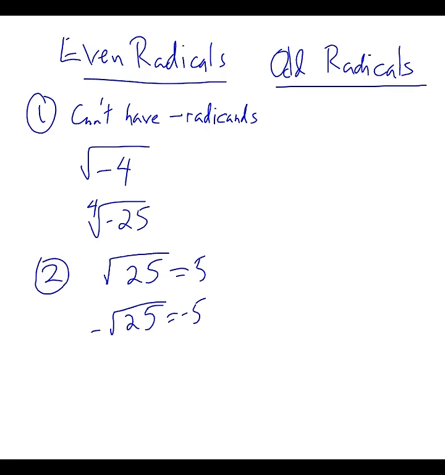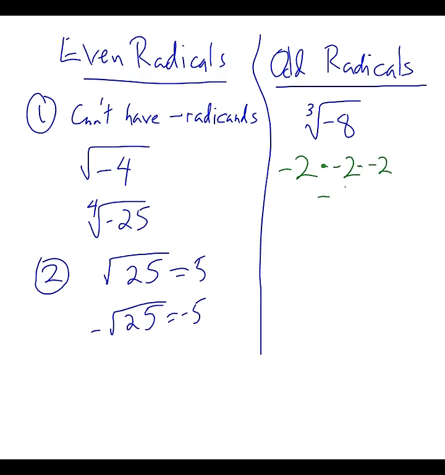Now with odd radicals, if you look at, say, the cube root of -8, is it possible to multiply a number times itself 3 times to get a negative 8? Golly, yeah. Negative 2. If you multiply negative 2 times negative 2 times negative 2, don't you get negative 8? So what is the cube root of negative 8? It's negative 2, right? So with odd radicals, you're allowed to have negatives inside of there. You can get an answer, okay?